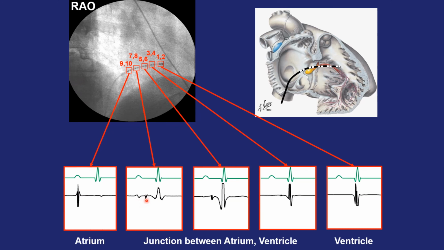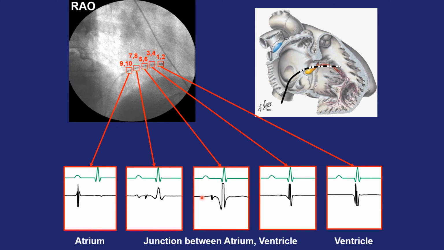As we move to pair 7-8, this is now positioned right at the annulus and right near the bundle of His, so that we actually see 3 different electrogram inscriptions on this channel. An atrial electrogram that times with the P wave, a ventricular electrogram that times with the QRS complex, and in between the two during the PR segment we see a 3rd recording, and this represents a direct recording of the bundle of His.